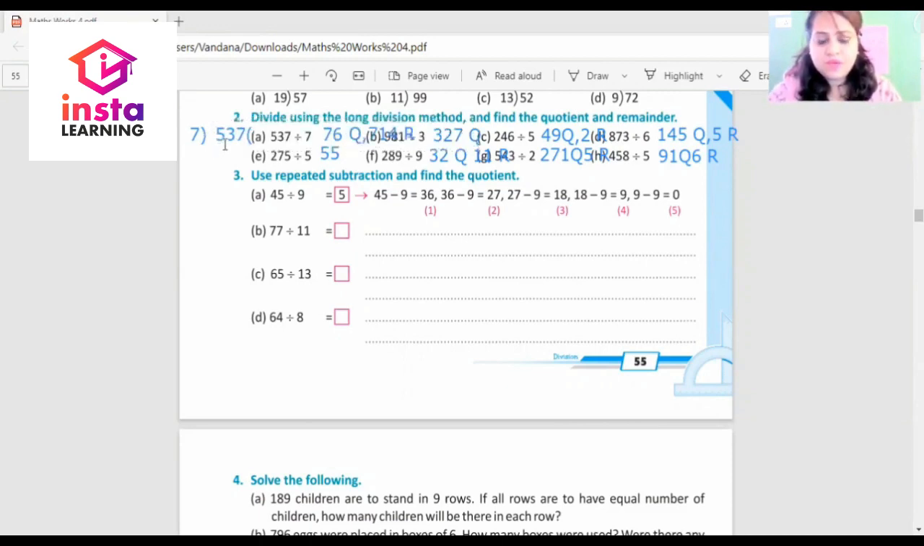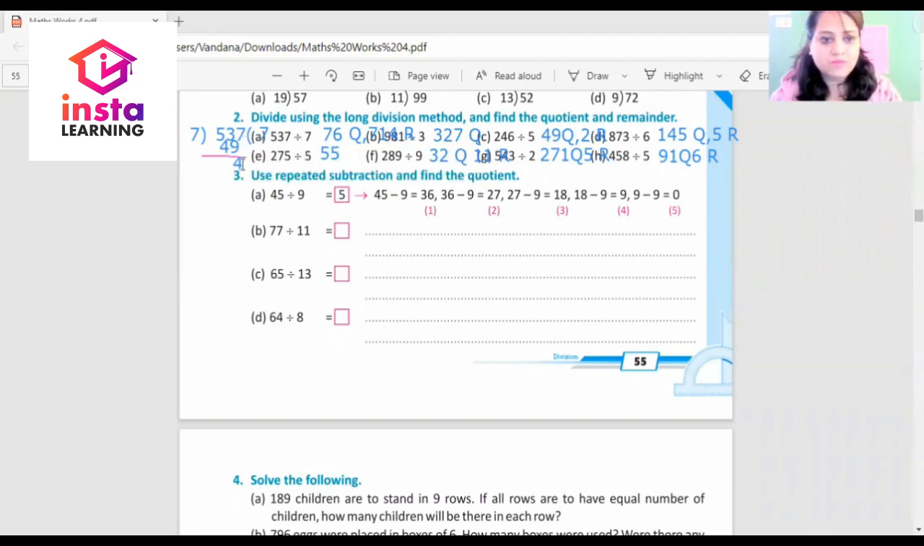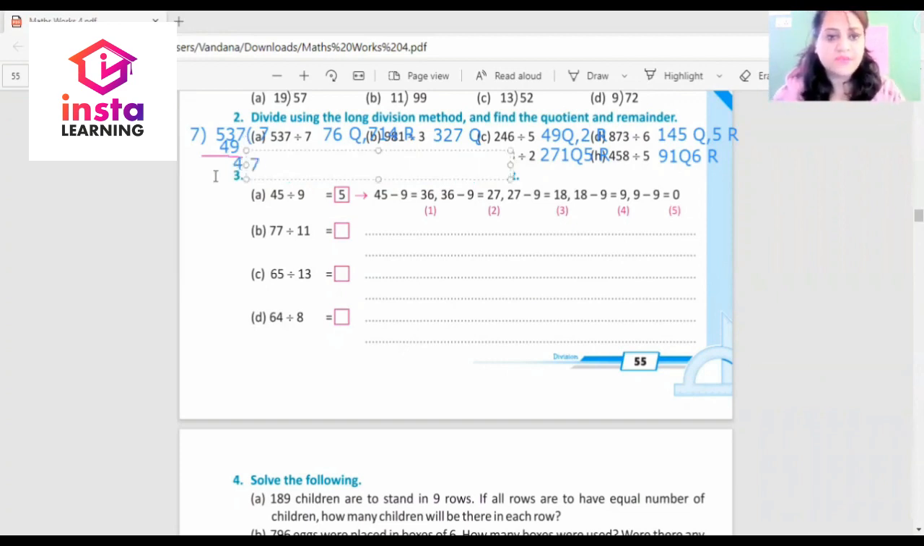You have to read the table of 7 first, and 7 sevens are 49. So write here number 7 and write here number 49. Okay. And now do the subtraction. Just put a line here and do the subtraction. Then write 53 minus 49. So 13 minus 9, you will get the answer 4. And then 7 you have to carry down. Right here, number 47.